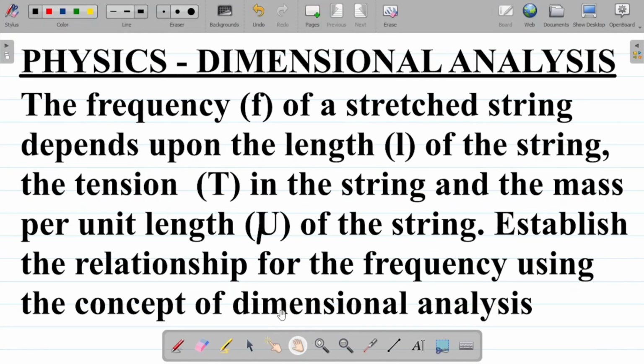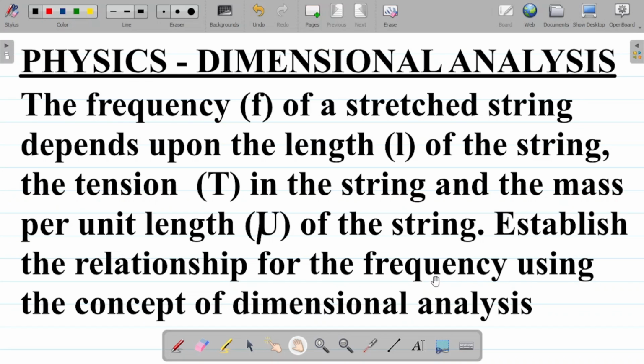In this video, we'll be trying to solve a physics test question on dimensional analysis. The question says, the frequency f of a stretched string depends upon the length L of the string, the tension T in the string, and the mass per unit length mu of the string. Establish the relationship for the frequency using the concept of dimensional analysis. All right, so that's the question here.